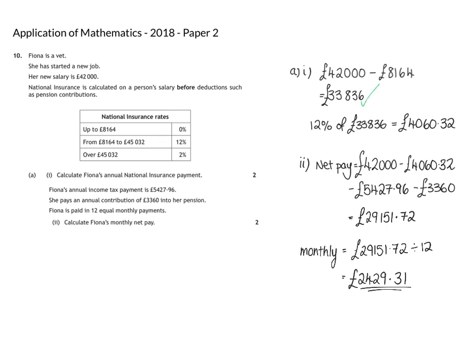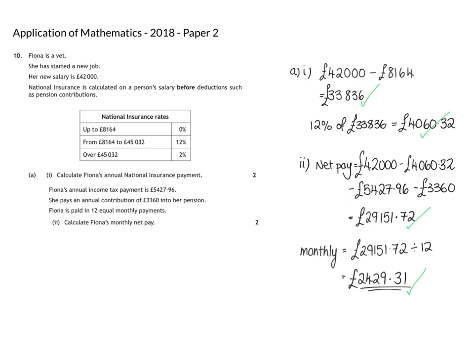So for part A, our marks come from working out this here, so knowing how to deal with that 0% rate up to £8,164. So knowing that not all of her money gets taxed, some of it is tax-free. And then our second mark for the first part of part A is getting to your answer that her annual national insurance payment is £4,060.32. For part 2 of part A, we get our first mark for getting to her annual net pay, and the second mark comes for working out the monthly net pay, so for dividing that by 12.